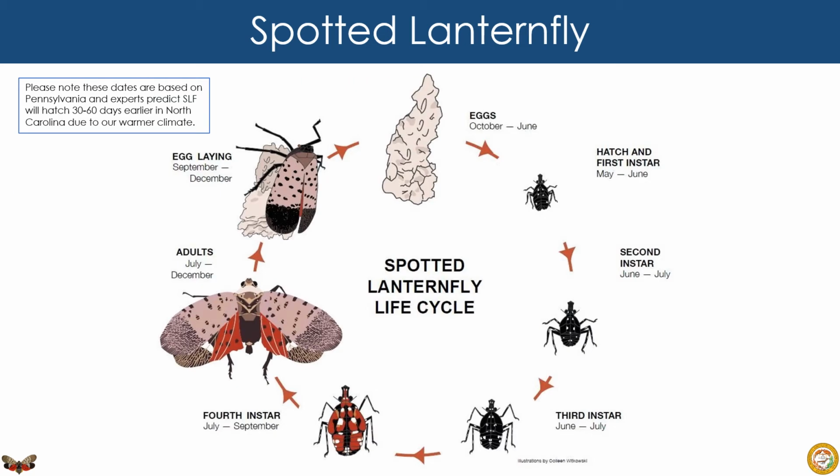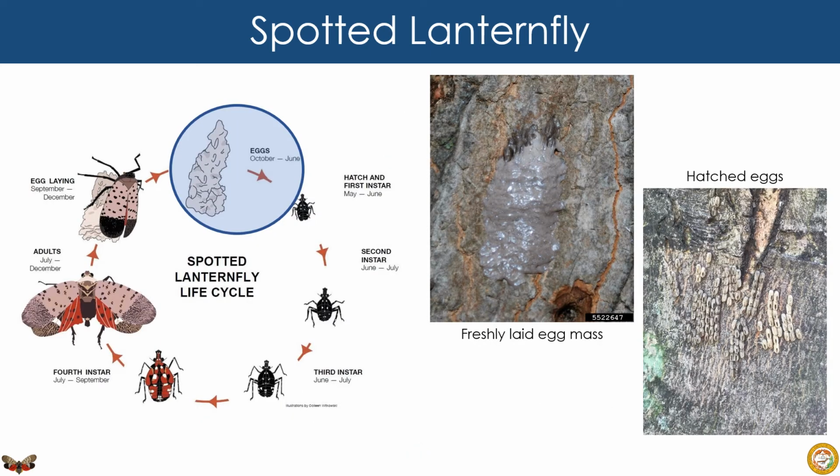Spotted lanternfly overwinters in the egg stage. The eggs hatch in the spring. In North Carolina, hatch could occur as early as March, but more likely in April. And there are 4 instar or nymph stages. In late June to early July, adults emerge, and late summer to early fall, adults begin to lay their eggs. Females lay at least 2 egg masses during their lifetime, and each egg mass contains roughly 35 eggs.